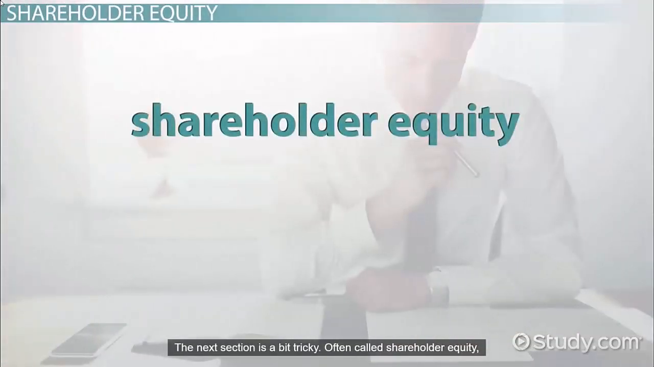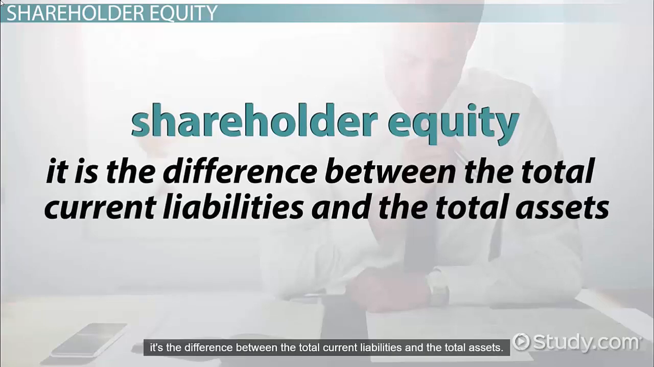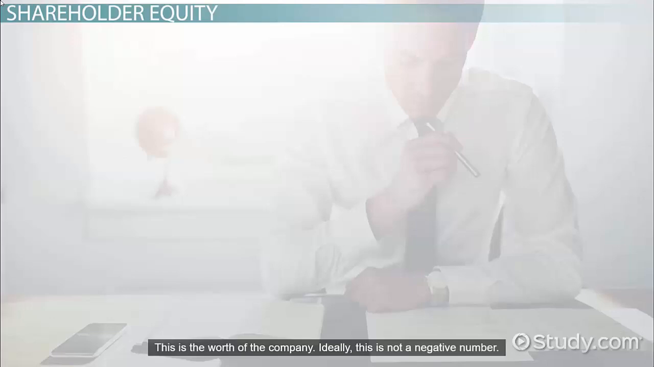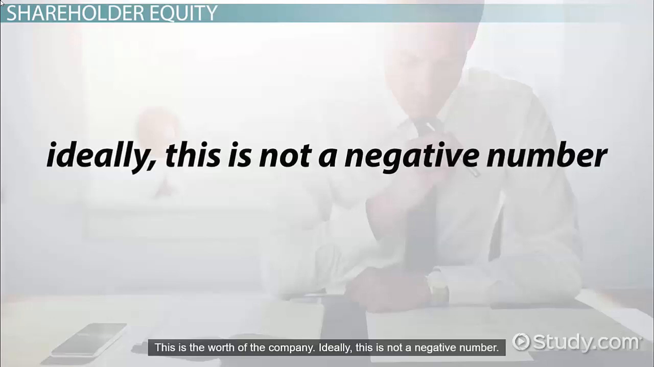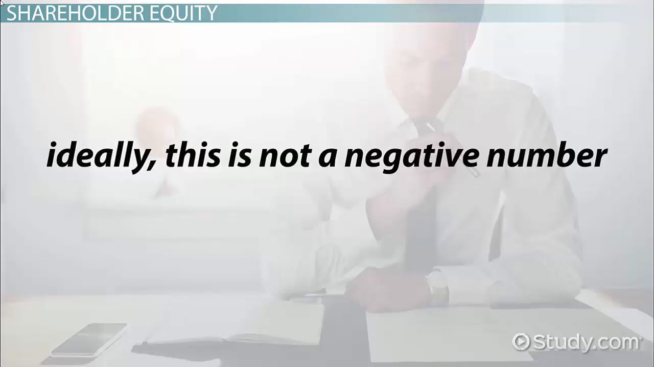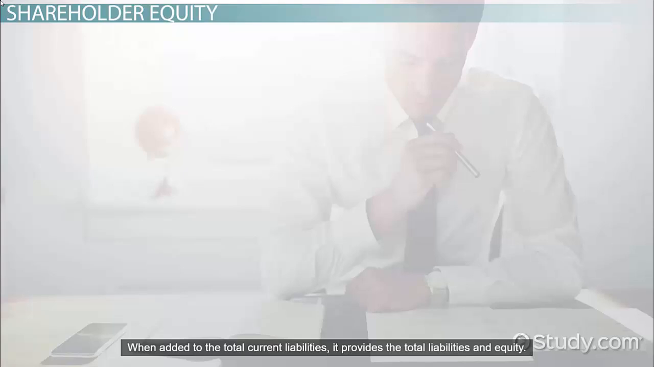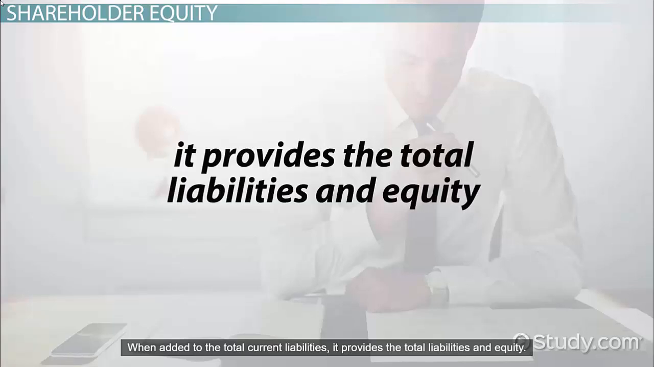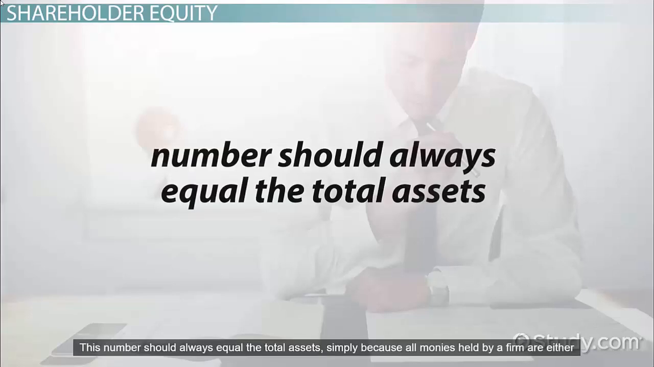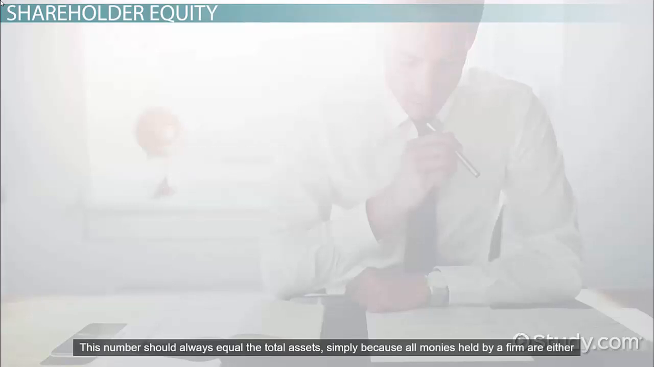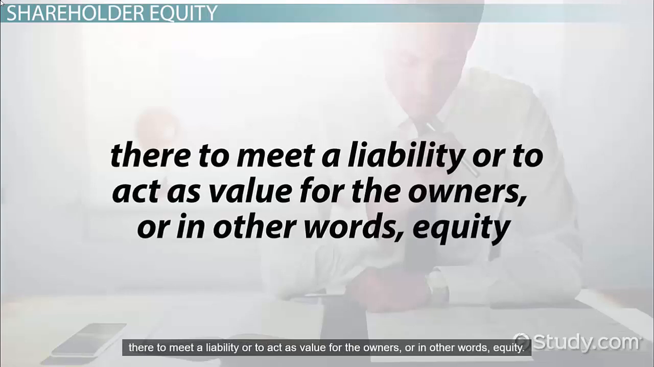Often called shareholder equity, it's the difference between the total current liabilities and the total assets. This is the worth of the company. Ideally, this is not a negative number. When added to the total current liabilities, it provides the total liabilities and equity. This number should always equal the total assets, simply because all monies held by a firm are either there to meet a liability or to act as value for the owners, or in other words, equity.